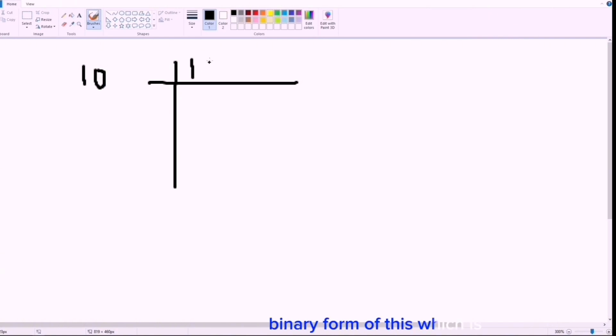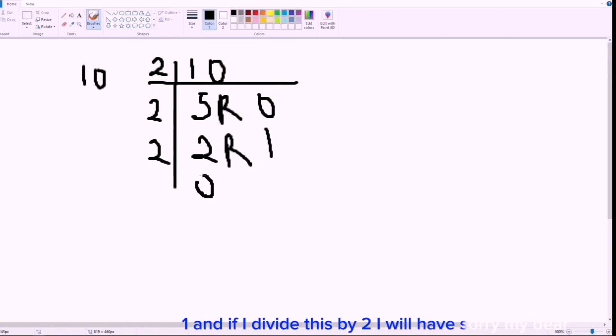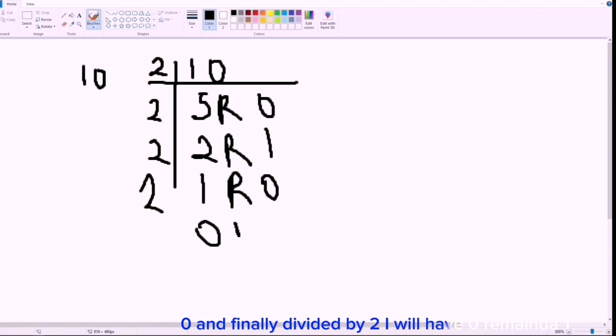binary form of this, which some of us who are good in maths know what I'm doing. If I divide this by 2, I will have 5 remainder 0. If I divide this by 2 again, I will have 2 remainder 1. And if I divide this by 2, I will have 1 remainder 0. And finally, divided by 2, I will have 0 remainder 1.